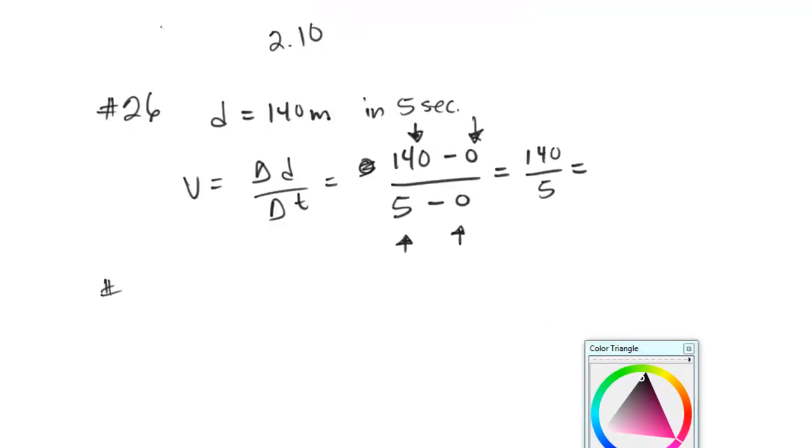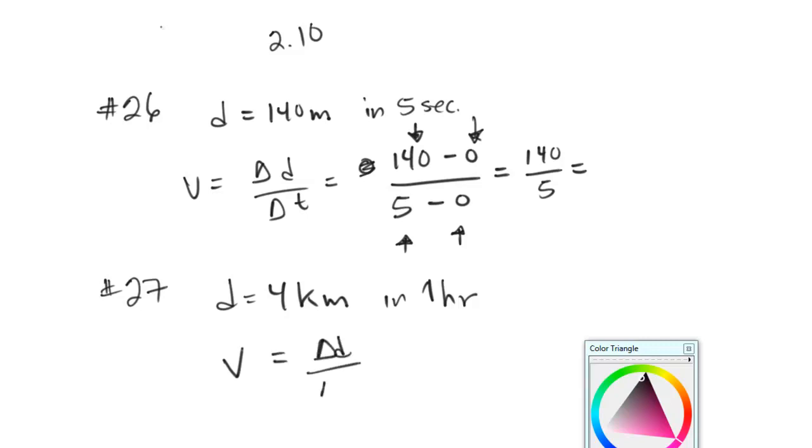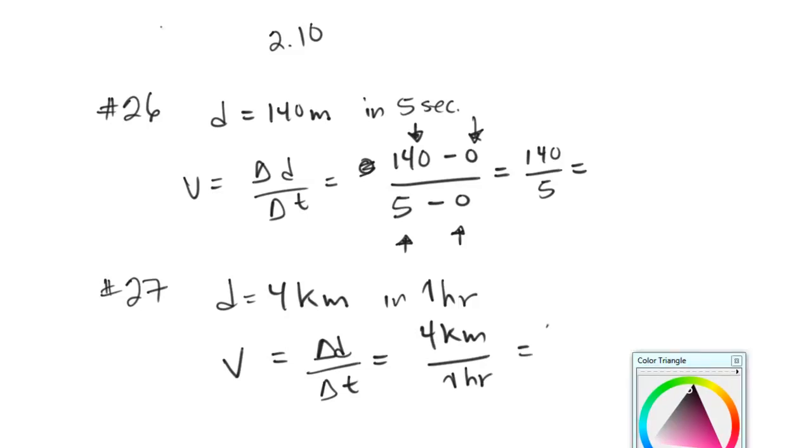Number 27. It says calculate the average speed in kilometers per hour of Charlie, who runs to the store 4 kilometers away in 1 hour. So the velocity in kilometers per hour is just the change in distance over the change in time. So it's just 4 kilometers in 1 hour. So that just means that it's 4 kilometers per hour.